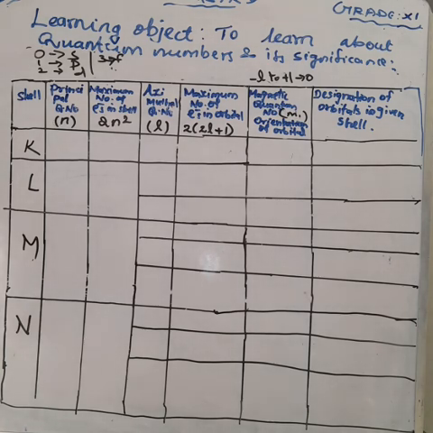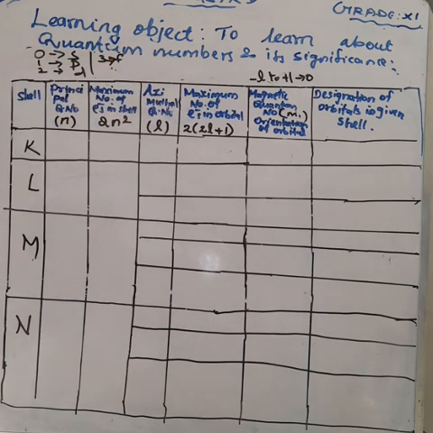And about the spin quantum number: each orbital can occupy only two electrons. So the spinning and orientation of electrons we can study in the spin quantum number. These are the four quantum numbers, very important. On the basis of these four quantum numbers, we can now write the significance of quantum numbers.